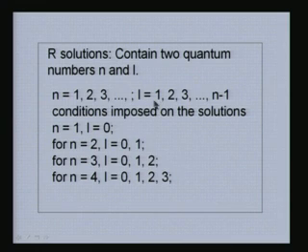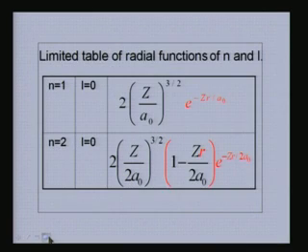So n is equal to 1, the only solution is L equal to 0. If n is equal to 2, the quantum number L can have 2 values 0 and 1. For n equal to 3, the quantum numbers can be any one of the 3, 0, 1, 2 and so on. What are the radial solutions? Let us look at the radial solutions by the actual functional form obtained by solving the radial equation. The radial solutions contain 2 parts.